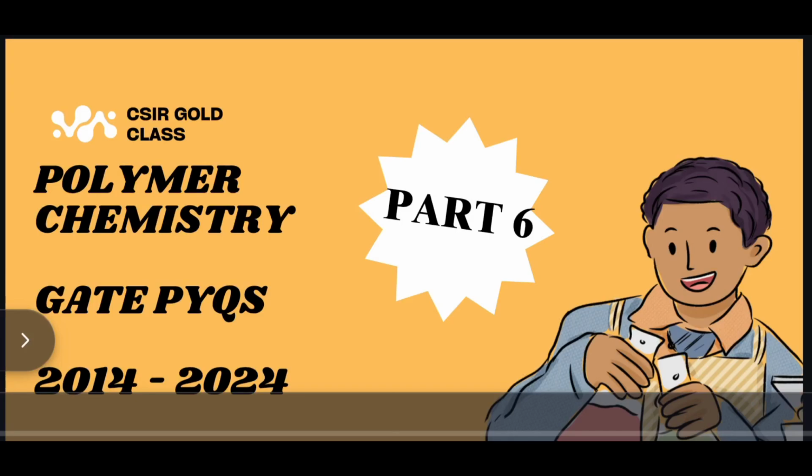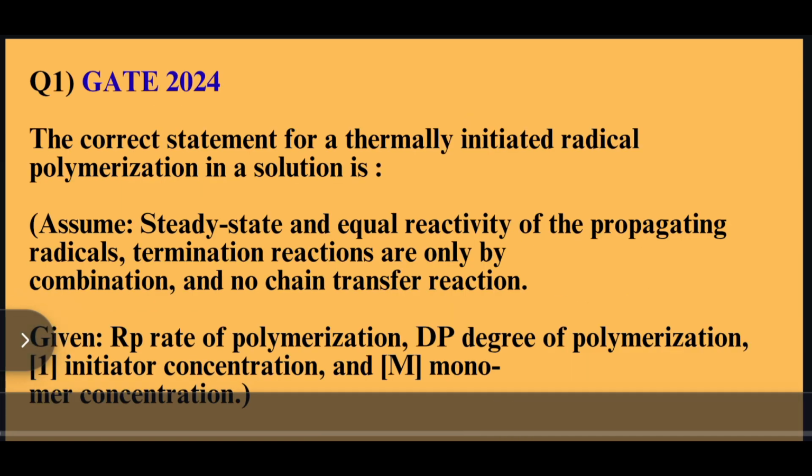In this video I am going to solve polymer chemistry GATE previous year questions from 2014 to 2024, and also I have solved CSIR NET previous year questions. From that, part 1 to part 5 video links I have mentioned in the description. Once go through that. In CSIR NET polymer chemistry has more weightage, and in GATE it has very less weightage. Every year they won't ask questions, but they will ask in alternate years. Okay, now let's see the question.